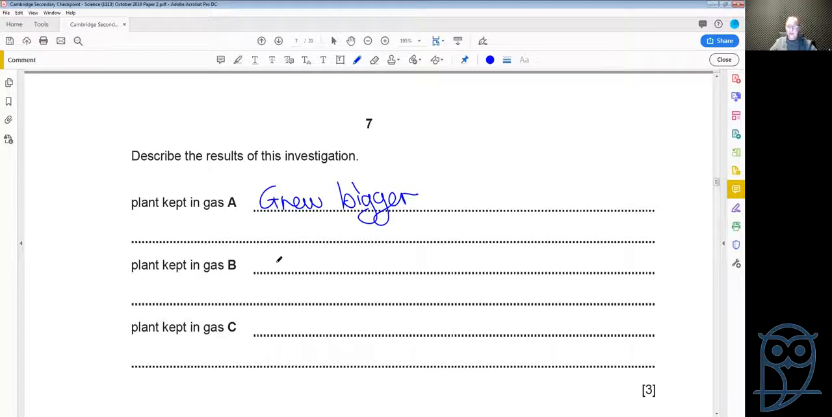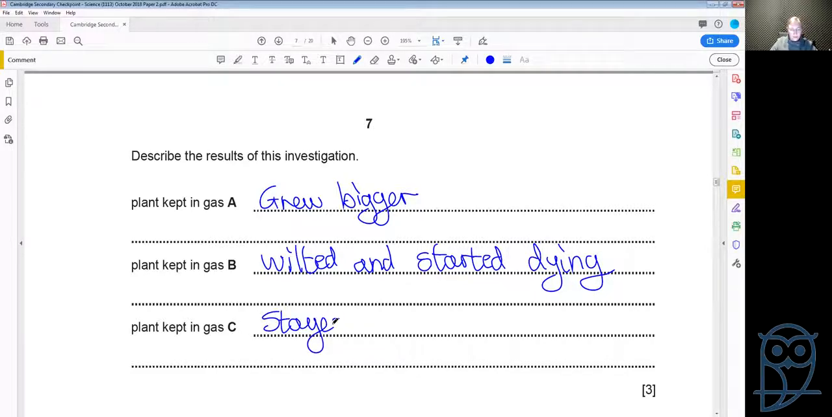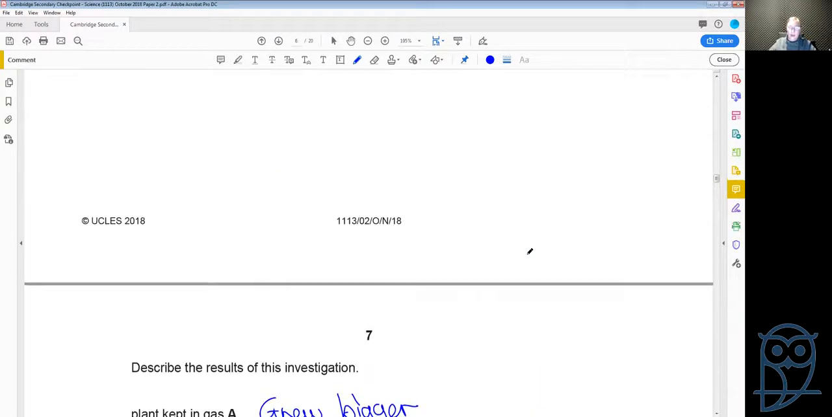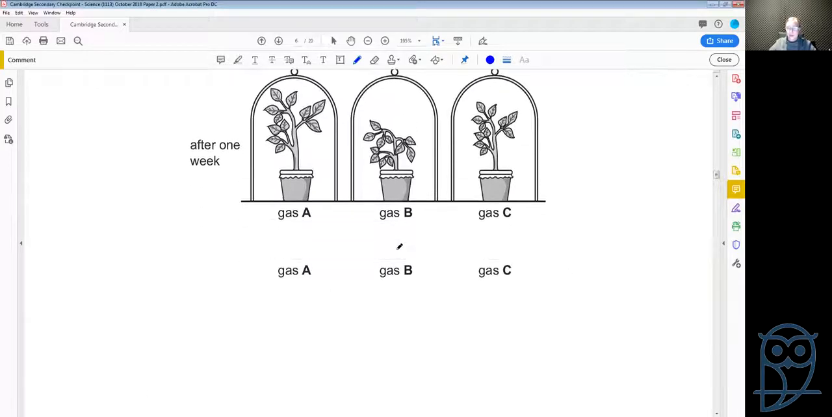The plant kept in gas B wilted and started dying. The plant kept in gas C stayed the same, essentially. Here, 3 marks, 1 for each of these, just to see whether you can describe what has happened.